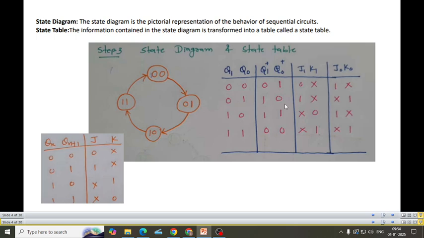Now this is filled based upon the excitation table. I have the excitation table here. Now what do I need to see? If Q0 is 0, Q0 star is 1. Can you see? If Q0 is 0, you need to look like this.